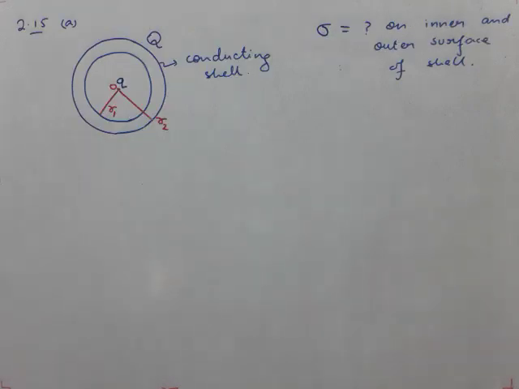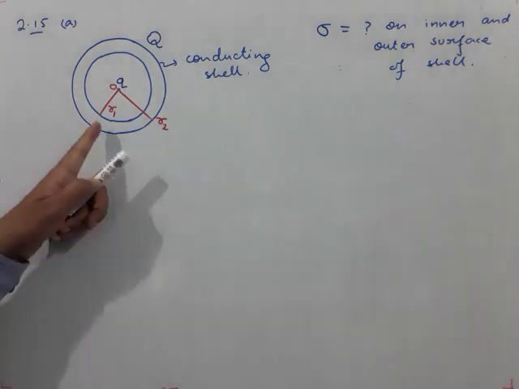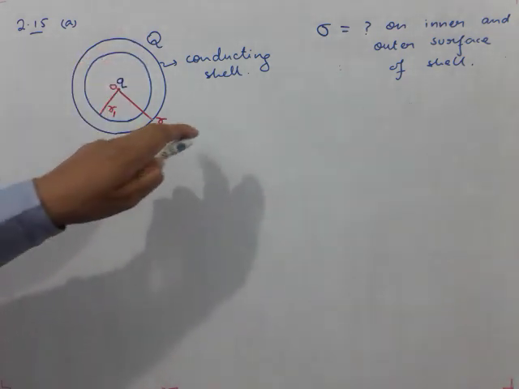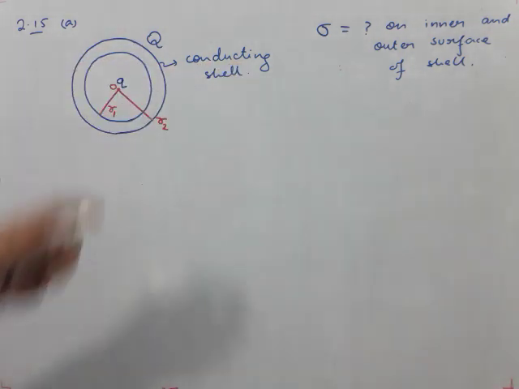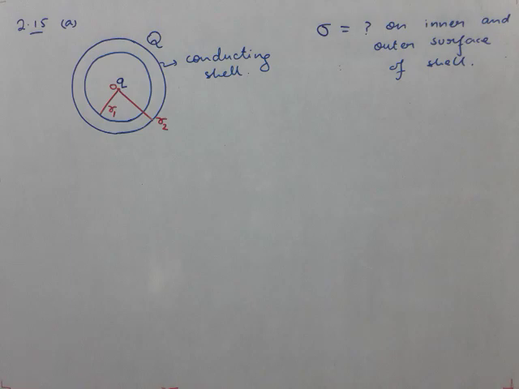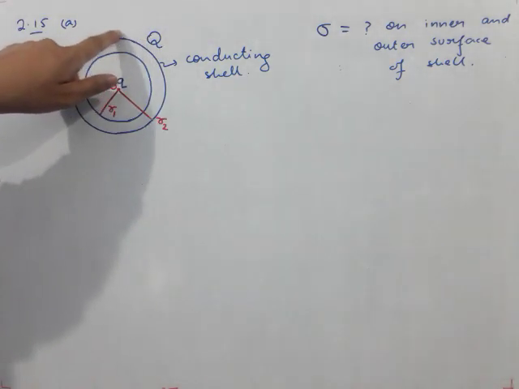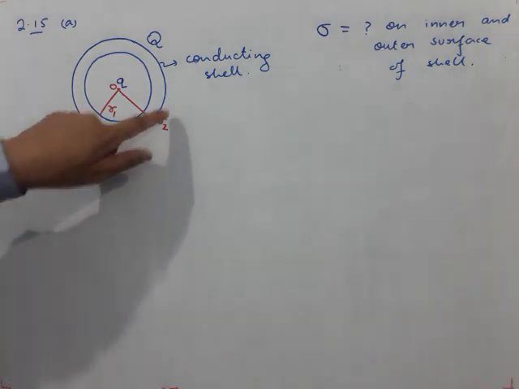We have an interesting question, 2.15. It has 2 bits, A and B, but I will be discussing only question A. The question is like this: a spherical conducting shell of inner radius R1 and outer radius R2 has charge Q. Now since it is a conducting shell, we know conductors have a property that charges will reside only on the outer surface of the conductor. So this charge Q will be distributed uniformly on its outer surface.